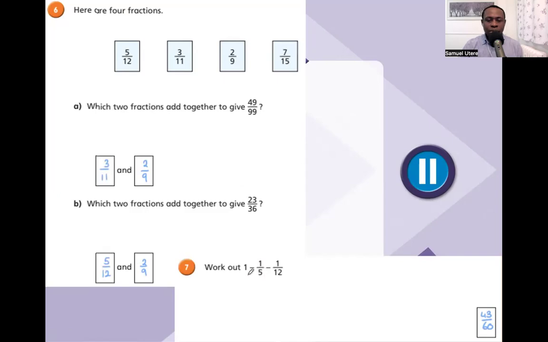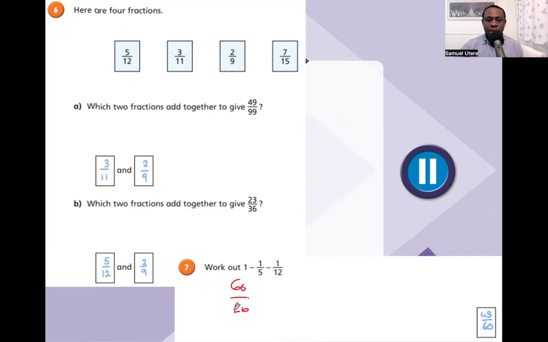Next, you were asked to work out 1 minus 1/5 minus 1/12. Now, have you noticed that the lowest common multiple of 5 and 12 is 60? So this whole number you see here will take a different meaning. It will be 60 over 60.